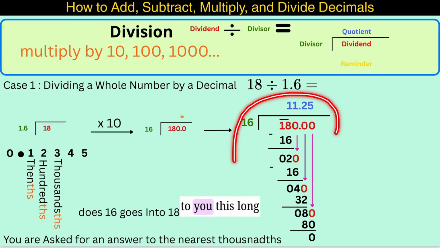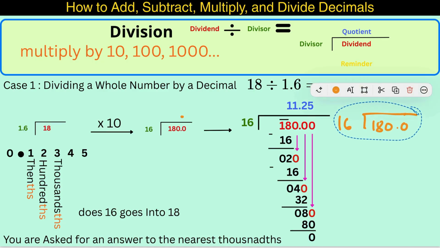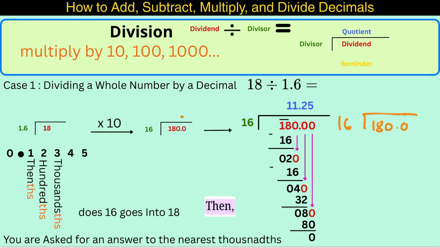Now I will explain to you this long division. First, I'm going to put my components. So the dividend is 180.0. Then my divisor is 16. Let me bring this one here for some space. Then I am going to line up my decimal points. See this one here with this. They have to be lined up.